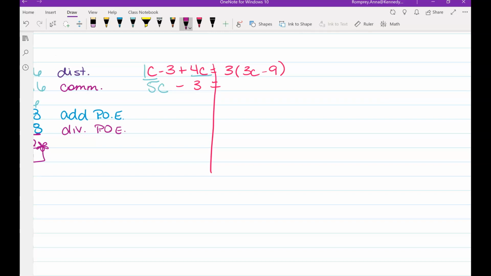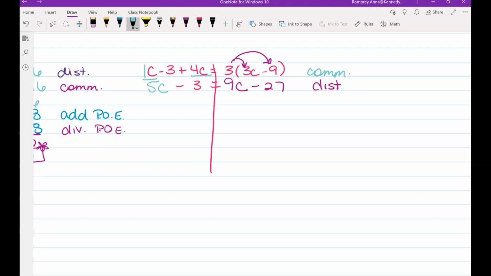I'm kind of doing too much at one time, but I want to go ahead and simplify this because I can clearly see I need to distribute. So 3 times 3c, 9c, 3 times negative 9, negative 27. So I essentially just did two things at once. I used the distributive property on my right side, and I used the commutative property when I combined like terms on my left side. All right, now I've gotten rid of distribute and combine like terms, so we are going to isolate. We need all our variables on one side.